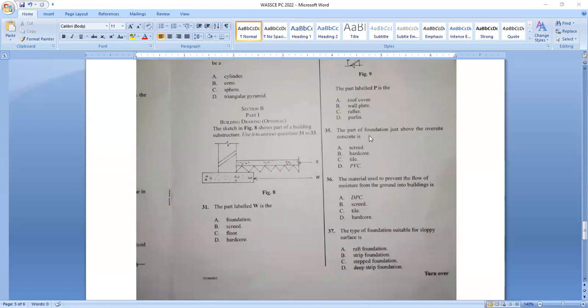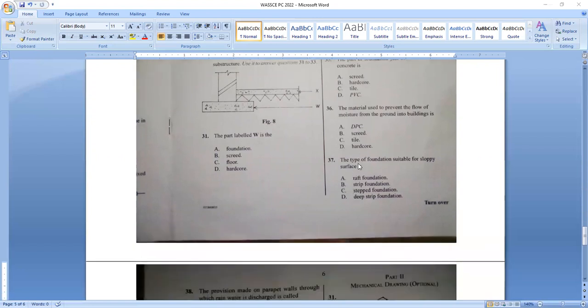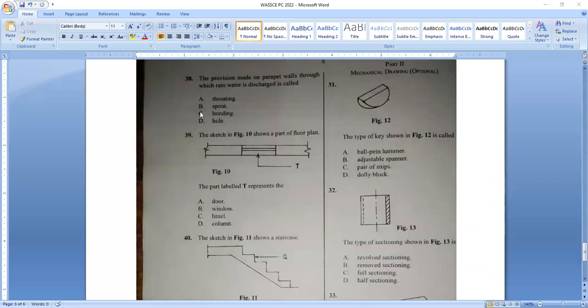Question 35, the part of the building just above the oversite concrete is a screed. That is option A. So question 36, the material used to prevent the flow of moisture from the ground into buildings is DPC. That is option A. Question 37, the type of foundation suitable for sloped surface is stepped foundation. Question 38 says that the provision made on parapet walls through which rainwater is discharged is called troughing.